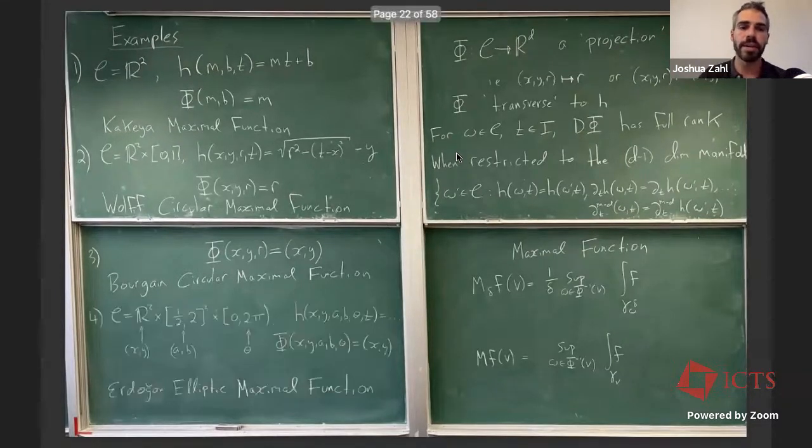And finally, the elliptic maximal operator is a little more complicated because what's the manifold? Well, it's the set of possible centers, x, y, and major and minor axes between 1/2 and 2, and rotations theta. And then what is h of x, y, a, b, theta? Well, you're parameterizing, say, the upper half of the ellipse centered at x, y of major axis a, minor axis b, rotation theta. So it's a more complicated formula, but it's sort of similar to the square root of r squared minus t minus x squared minus y. It's just the more complicated formula that parameterizes an ellipse. So all these maximal functions fit into this kind of framework.